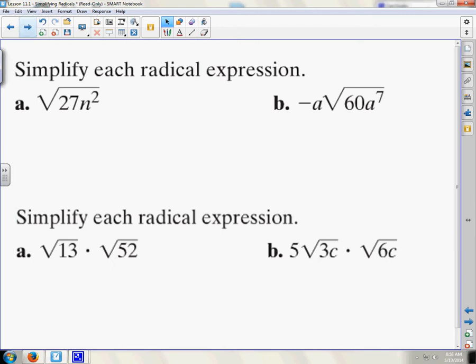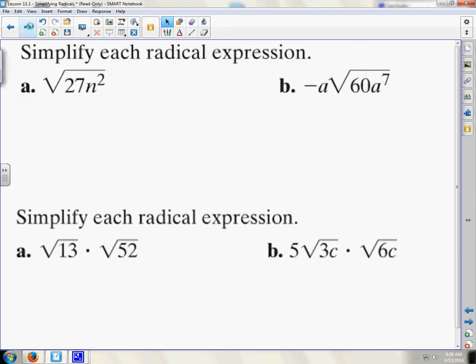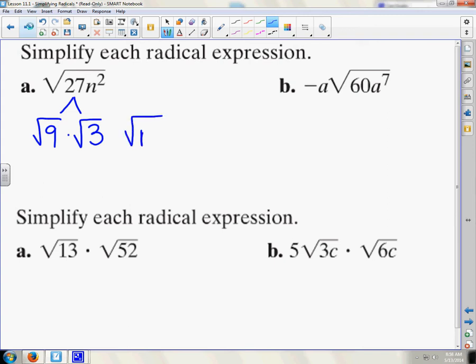All right, simplify each radical expression. So now what they're going to do is they're going to throw in some variables. So you're still doing the exact same thing. I'm going to break this up into the square root of 9 times the square root of 3. And then I'm going to do the square root of n squared. Now, square root of 9 is 3. I don't know what the square root of 3 is. But I know the square root of n squared is just n because a squared and a square root cancel each other out. So I'm going to put that on my left side, and then the square root of 3 goes at the end. So 3n square root of 3. So try this next one.